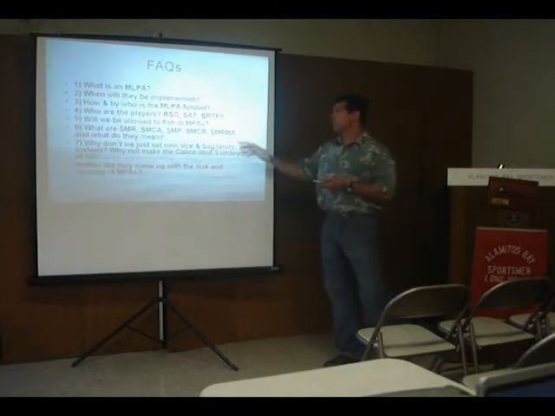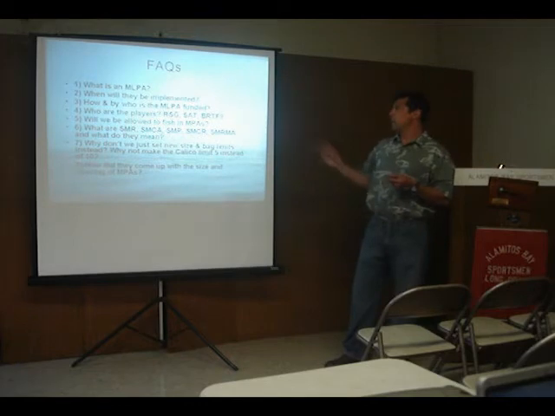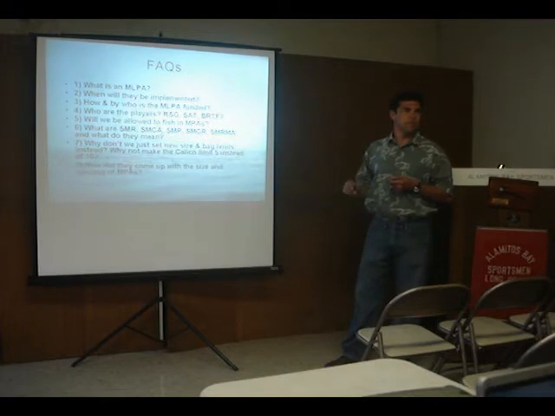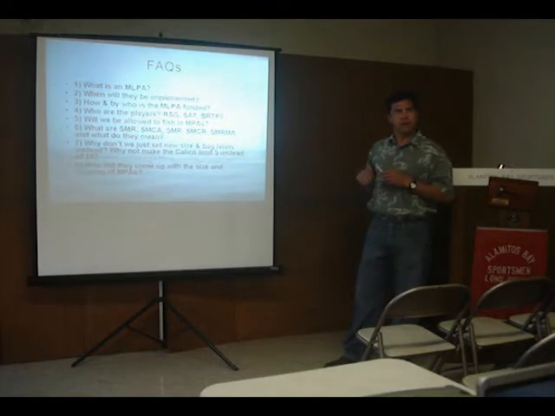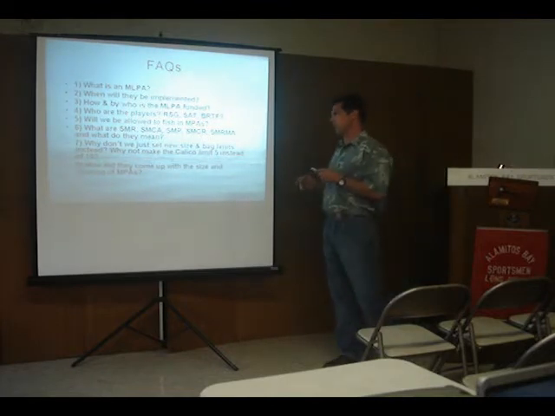And a big question, why don't they just set new size and bag limits? Why not make calicos 5 instead of 10? Anybody know the answer to that one? Because this is about habitat capturing. It's not about fisheries management. This is going from the other end. This is basically protecting the house of the fish, is the theory behind it. It's not about protecting the fish themselves.